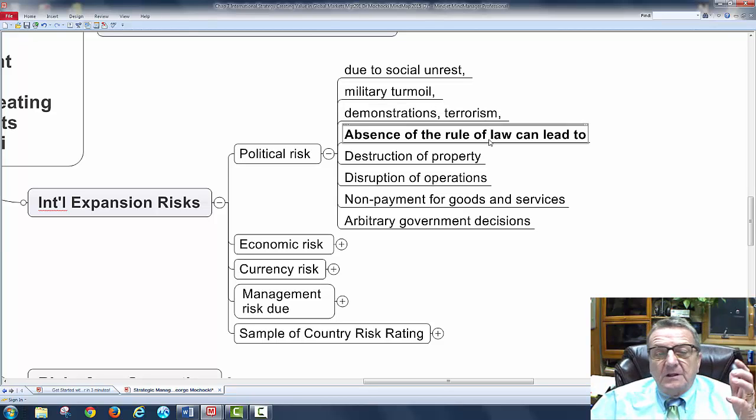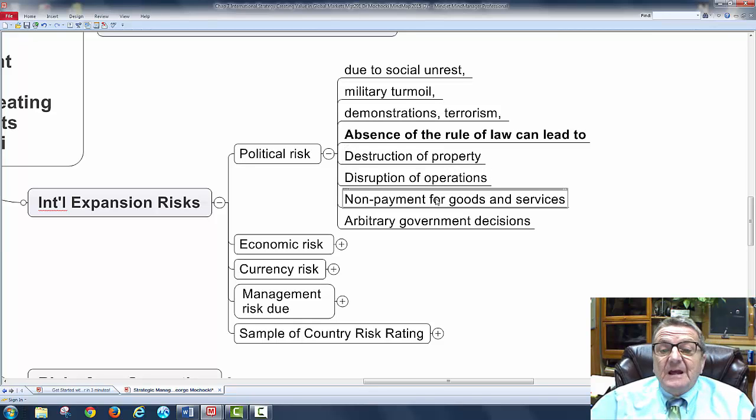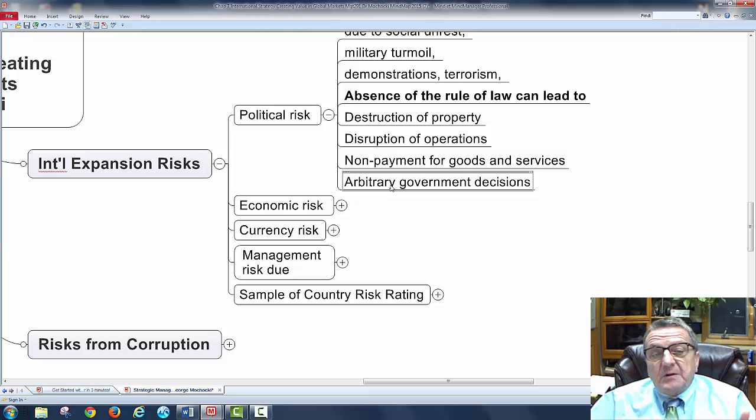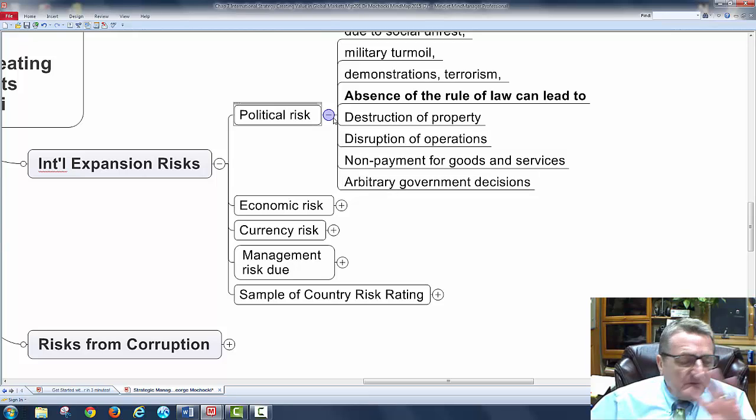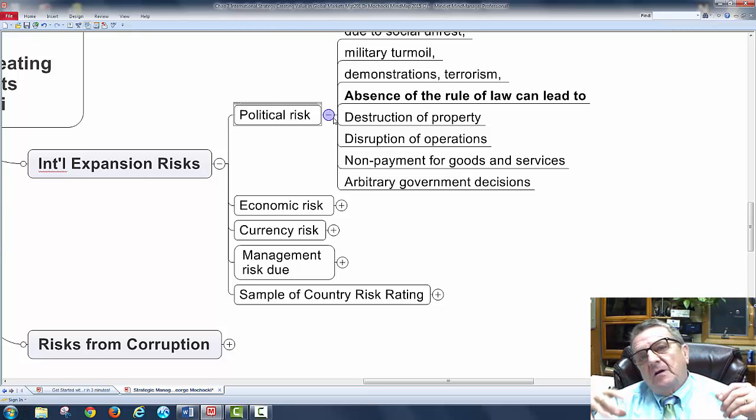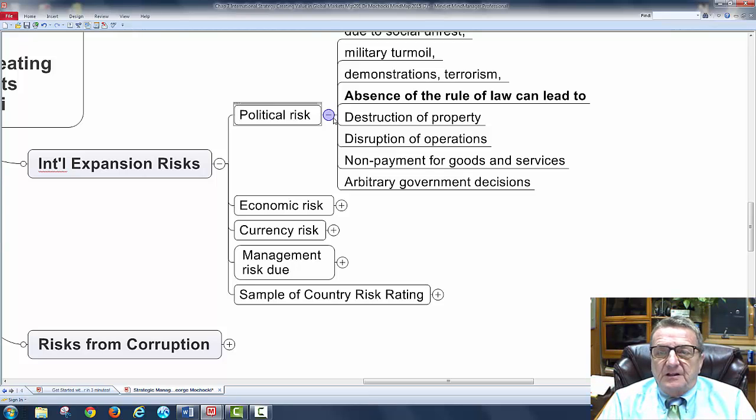Absence of rule of law can lead to destruction of property, disruption of operation, non-payment of goods and services, arbitrary government decision. And you see that in Venezuela. I'm not picking on Venezuela, I'm just using it as a general example. Whatever the reason, they have high inflation, they have shortage of goods, so who are you going to blame? You're going to blame the corporation. So if I'm operating there, and they say you have to set the price and everything else, after a while, I may say it's not worth it to be in this climate, and I'm just going to minimize or reduce my operation in that country till the economy or the political climate becomes a little bit more stable.